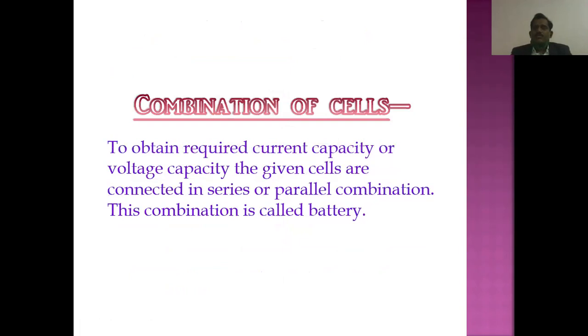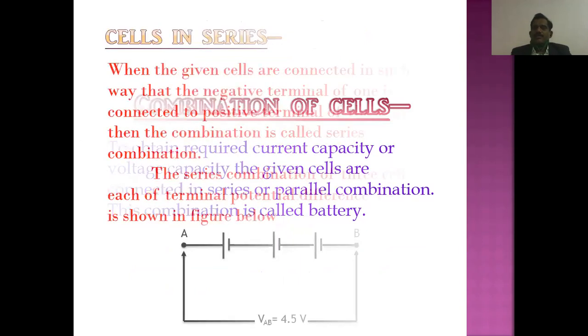Now, when we require to increase the current capacity or voltage capacity, then these cells are connected in series or parallel. That is called the combination of cells.